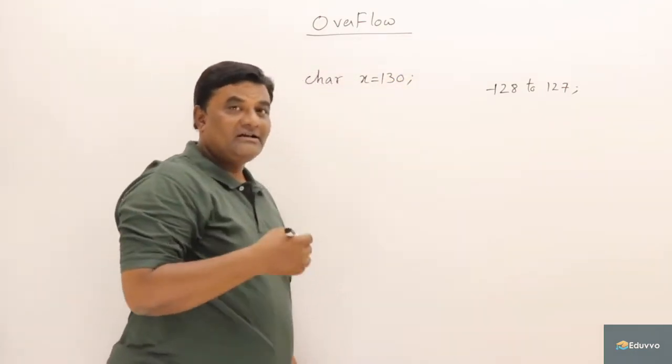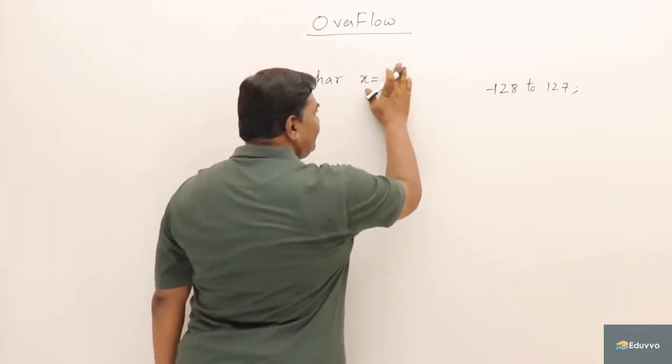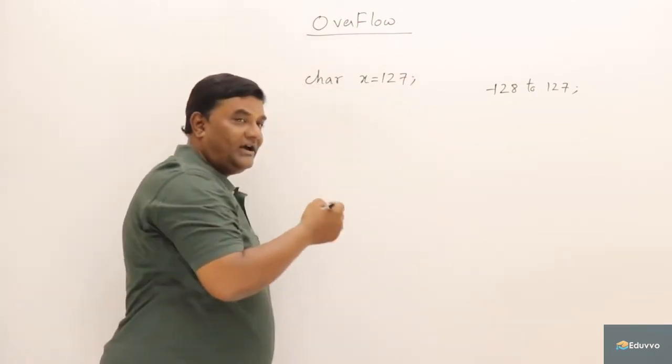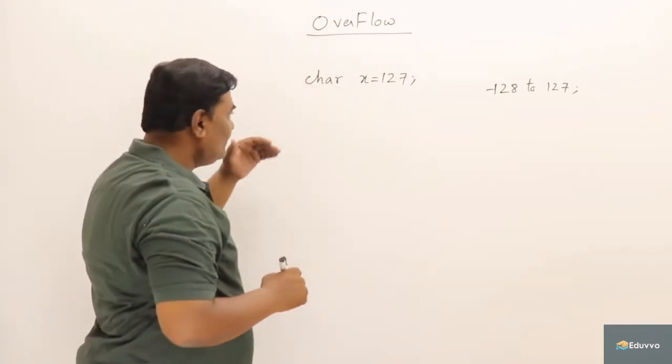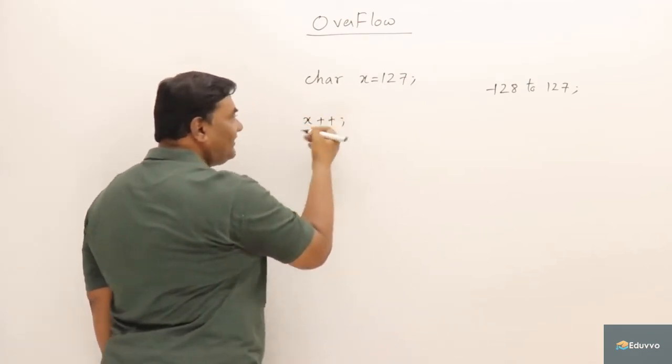No. The compiler may give a warning; it depends on the compiler. If I store 127, this is the maximum value, so this is a valid value. Now, if I say x plus plus, then what happens?